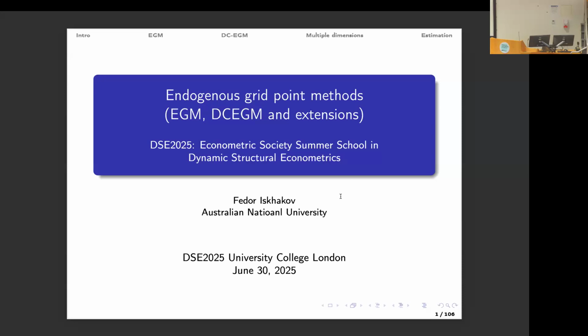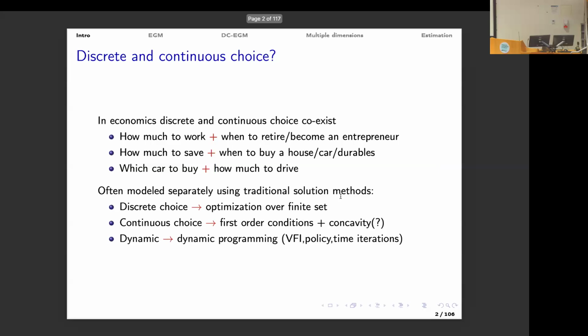This is really used a lot in macro, but I don't see any reason why this cannot be used by micro people. And another thing, if you haven't seen the endogenous grid point methods before, it's like magic. You'll love it. Okay, so with this, let's begin. We will focus on discrete and continuous choice.